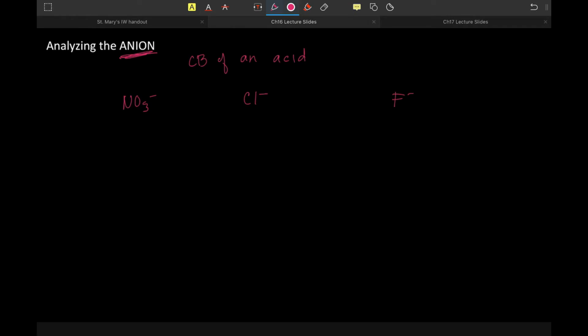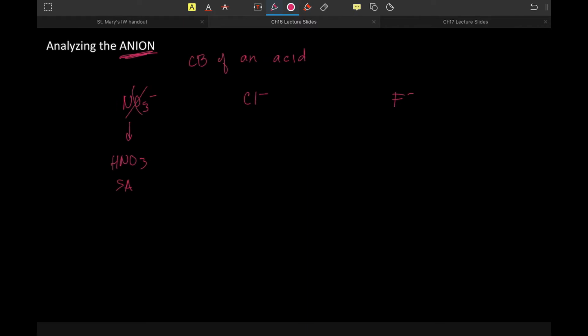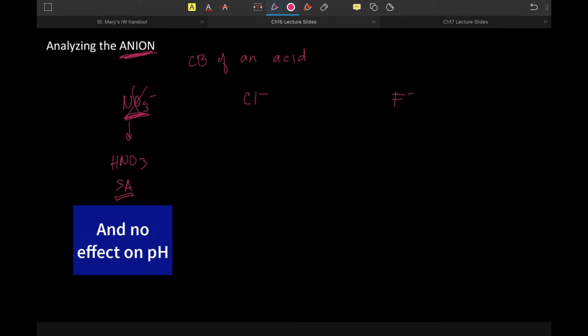If I were to add an H here, this becomes HNO3, which is a strong acid, which means negligible basicity. Because again, thinking about what strong acid means, if nitric acid is a strong acid, it dissociates completely. Ginormous K value, which means that the reverse reaction, nitrate plus water, has a negligible K value, which means negligible basicity.